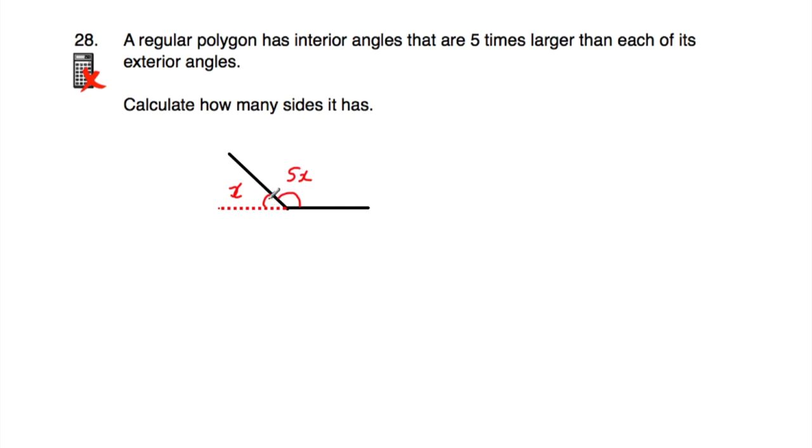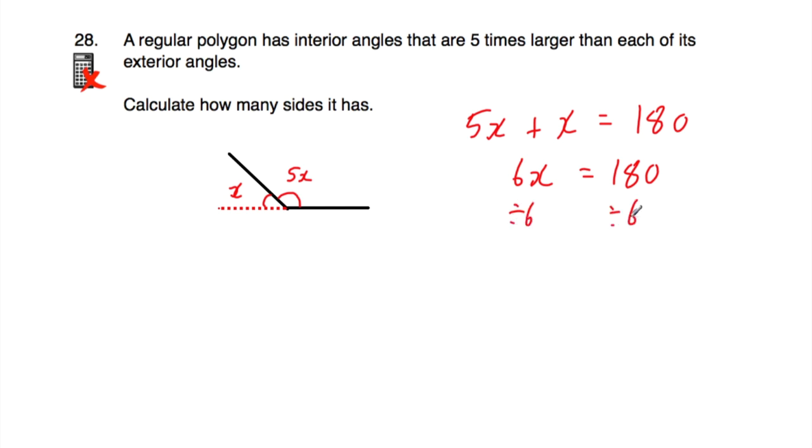polygon has. So remember that the interior angle plus the exterior angle will always add together to be 180 degrees. So 5x plus x would be equal to 180 degrees because they will make a straight line, the interior angle and the exterior angle. 5x plus x would be equal to 6x, and that's equal to 180 degrees. And then if we divide by 6 and divide by 6, we get that x is equal to, and 180 divided by 6 is equal to 30. So that means that x is 30 degrees.